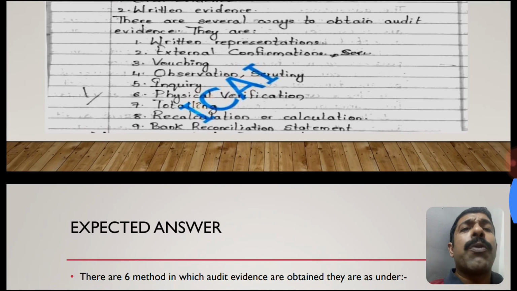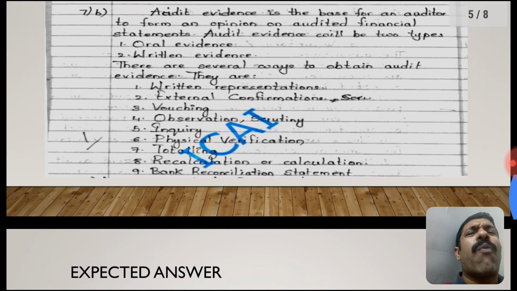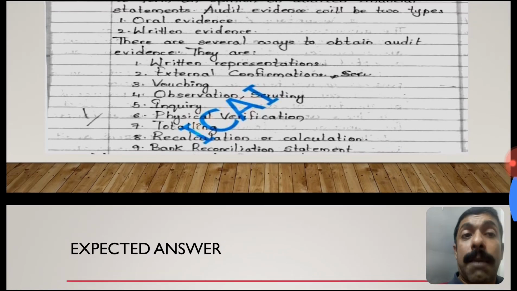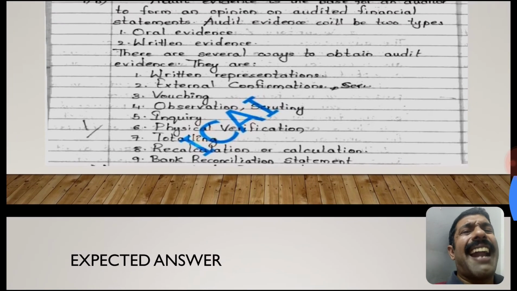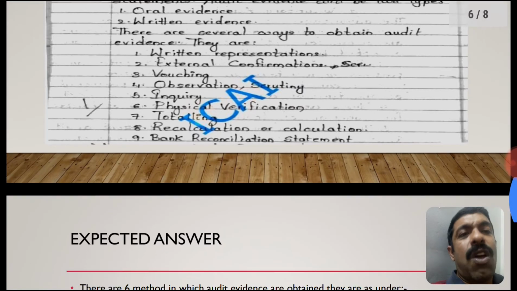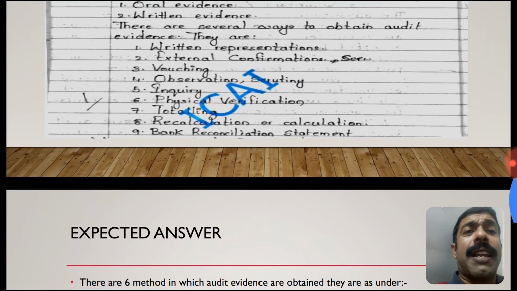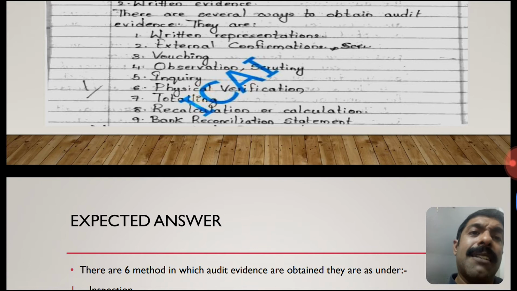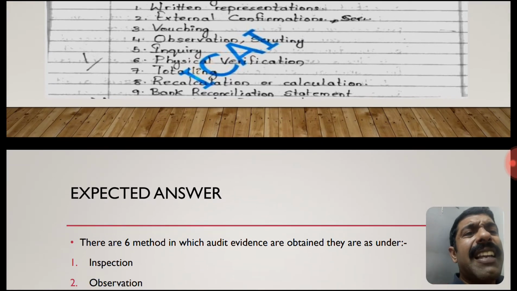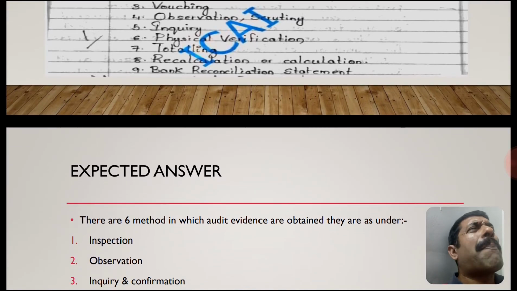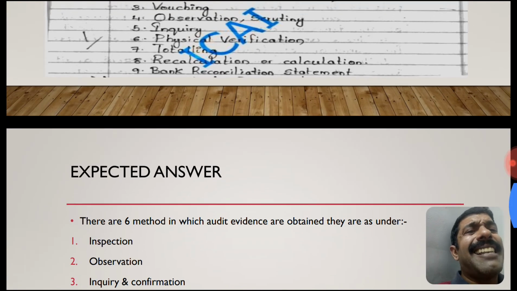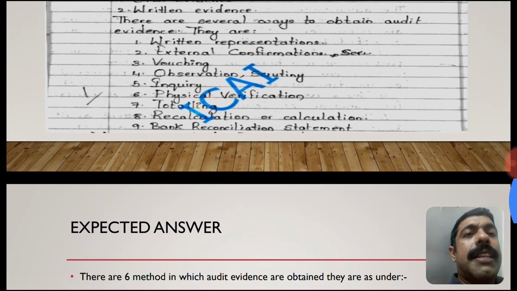Third is the vouching process. Vouching is a process of examining the account balance with the supporting document. This is also not connected with obtaining audit evidence. Observation, inquiry, scrutiny, this is one method. Physical verification is not a method, actually it's a part of inspection. Totaling, recalculate, totaling is also a part of recalculation. Bank reconciliation statement, this was the answer.